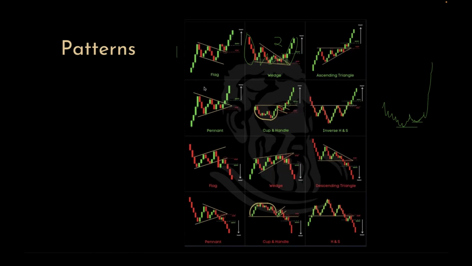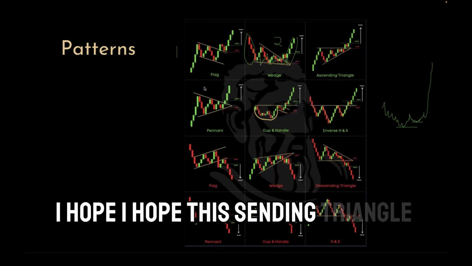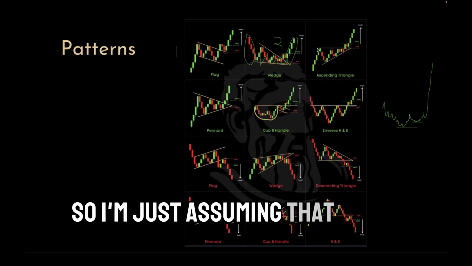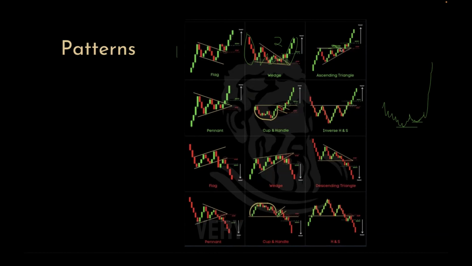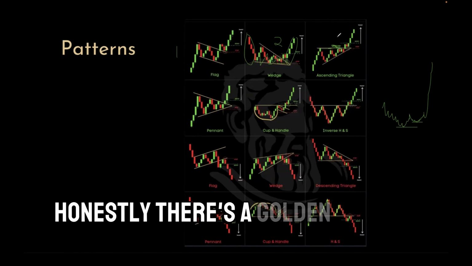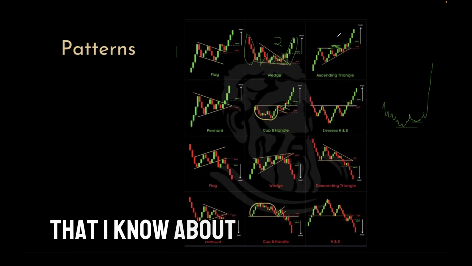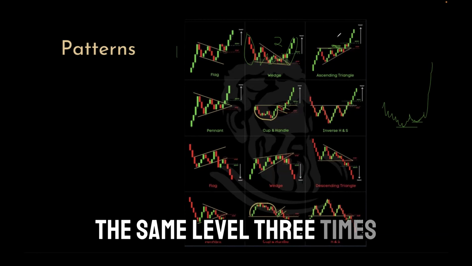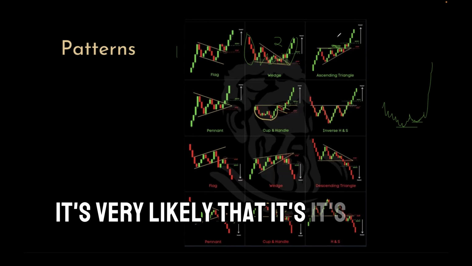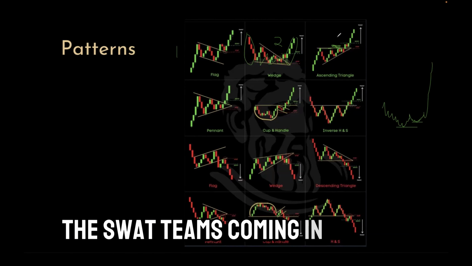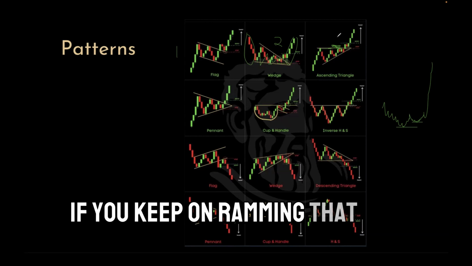Yeah, man. I hope the ascending triangle makes sense to you. It's just about the higher lows and weakness. So I'm assuming that right here, the sellers were just pushed up against a wall. And honestly, there's a golden rule of thumb in stocks that I know about. When you're seeing a stock tap the same level 3 times, it's very likely that it's weakening. It's like a battering ram hitting a door. The SWAT team's coming in. If you keep on ramming that door, it's gonna come down.